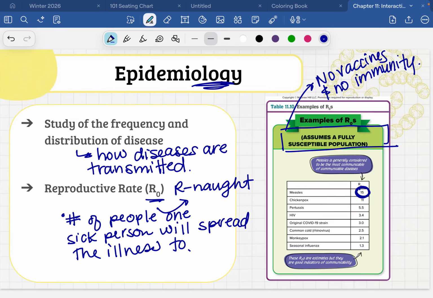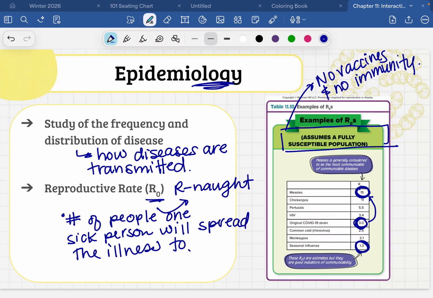Okay. To put that in perspective, most people who get influenza will only give it on average to 1.3 other people. The original COVID strain has an R naught of about 3. So one person will get about 3 other people sick. So that's a huge difference between COVID and measles.